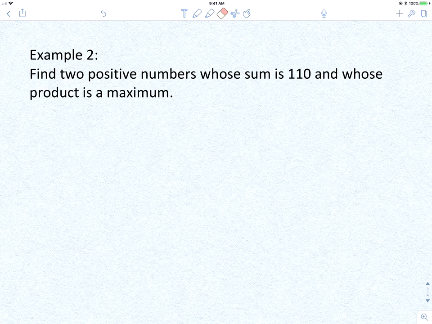The next type of optimization problem we'll look at is something like this. Find two positive numbers whose sum is 110 and whose product is a maximum. So the product of these two numbers, I'll call them x and y, is a maximum. So that's the thing that I want to maximize. So that's our primary equation.